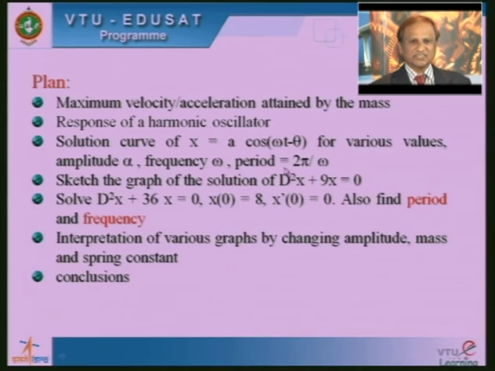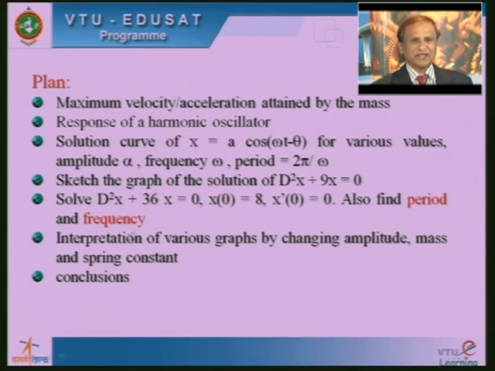Here capital D represents d by dx, we know that. I am planning to solve one more similar equation, D square x plus 36x is equal to 0, with the initial conditions x of 0 is equal to 8 and x prime of 0 is equal to 0. Also find the period and frequency. Is it clear? I have already given the physical meaning of an initial value problem. Here they have given x of 0 is equal to 8. What is the meaning of this, and what is the meaning of the initial condition? I will explain, and I will also explain how we calculate period and frequency.